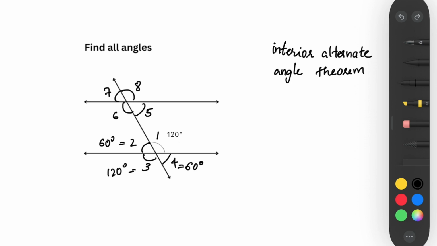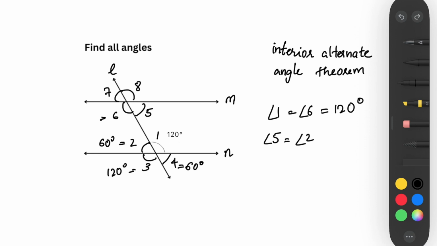According to the interior alternate angle theorem, if a transversal, in this figure let's call it L, intersects two parallel lines, let's call them M and N, then the pairs of alternate interior angles are equal. Now in this figure, that means that angle 1 is equal to angle 6, and that angle 5 is equal to angle 2.